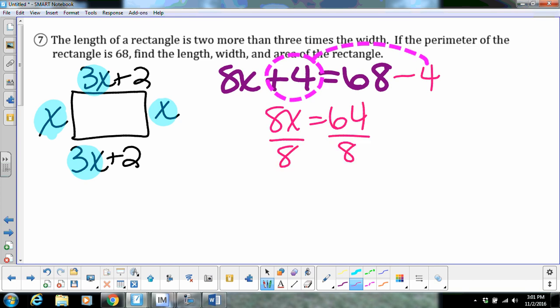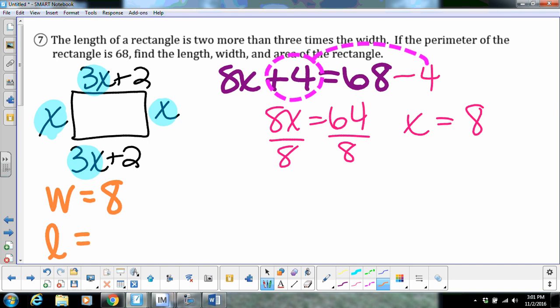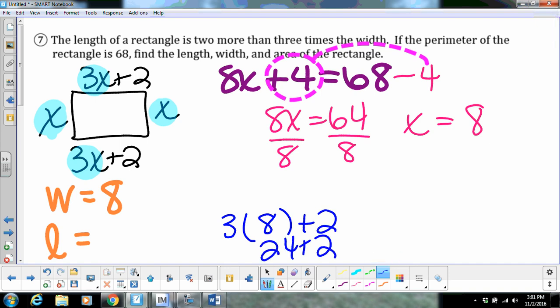And divide by our 8. So we know that x is 8. X is representing the width. Okay, to find our length, we're going to say 3 times 8 plus 2. So that's 24 plus 2, which is 26.